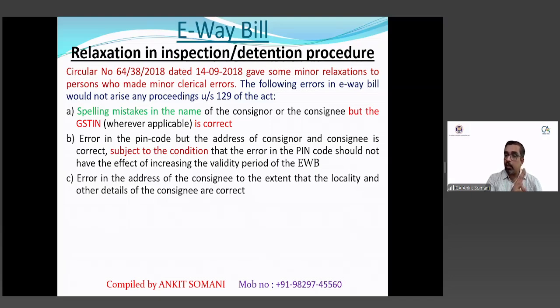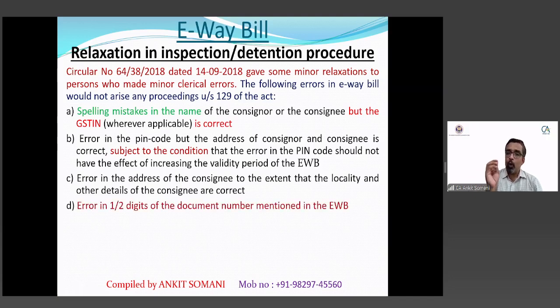And in case the address of the consignee is not matching with the e-way bill, or it is not matching with the address mentioned in the invoice, and there is a very low amount of error, such that the locality and other details of the consignee are correct, then even in such a case the benefit under Circular 64/38/2018 can be taken.